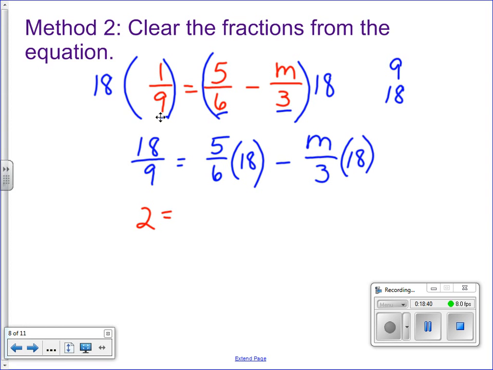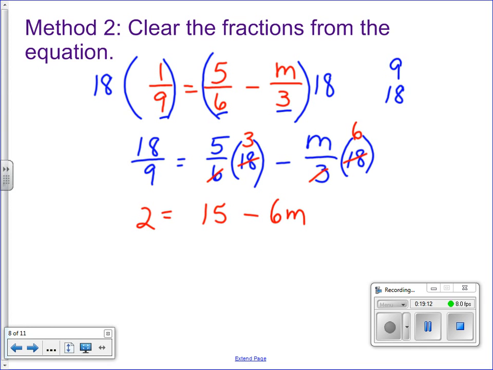On the right side, the easiest way to do it is to note that 6 goes into 18 3 times. 5 times 3 is 15. Next, 3 goes into 18 6 times, and 6 times m is 6m. So at this point, I've now cleared all my fractions, and I'm just dealing with integers. 2 equals 15 minus 6m.